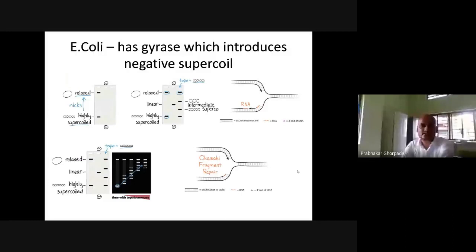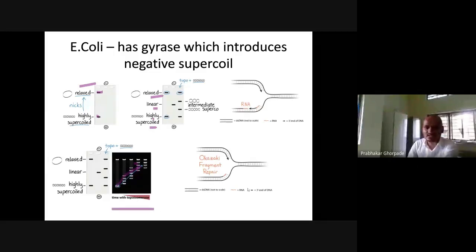E. coli has a gyrase which introduces the negative supercoil. So this gyrase is there. The gyrase introduces the negative supercoil. If it is relaxed DNA, it will travel up. Highly supercoiled DNA will travel very fast down on this agarose gel, for example. If we treat with topoisomerase, this DNA movement slowly changes. Relaxed, linear, highly supercoiled. So it is going in this direction. So this is how topoisomerase changes movement.